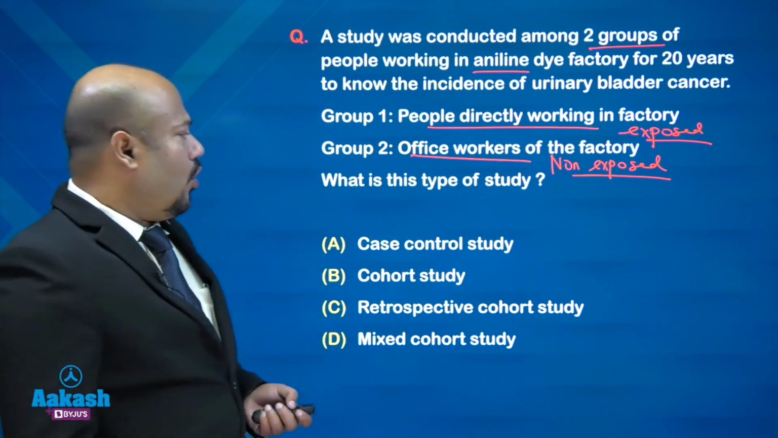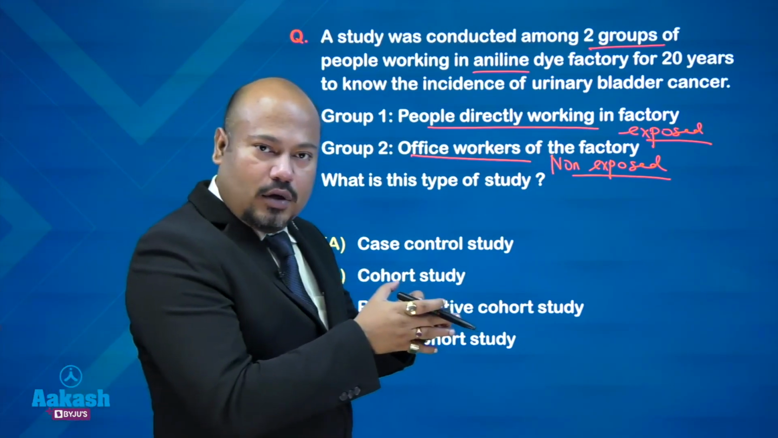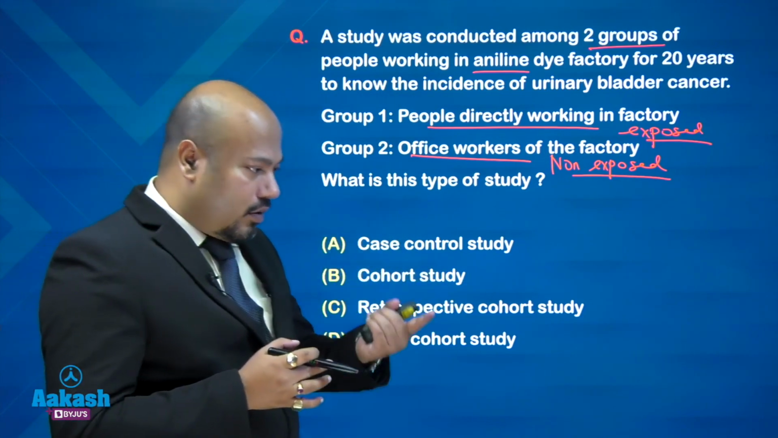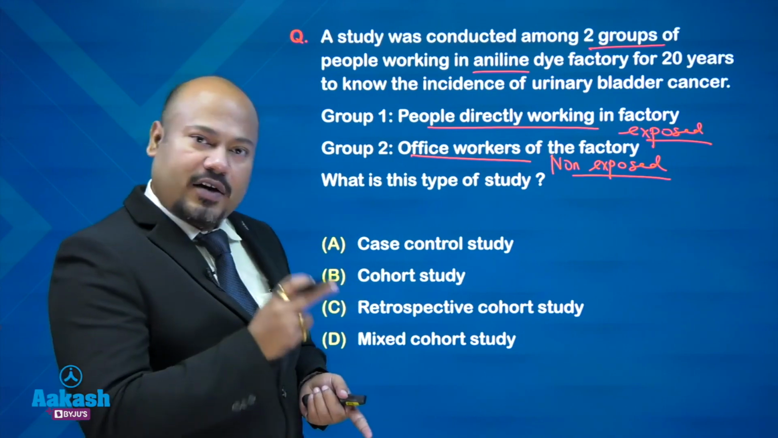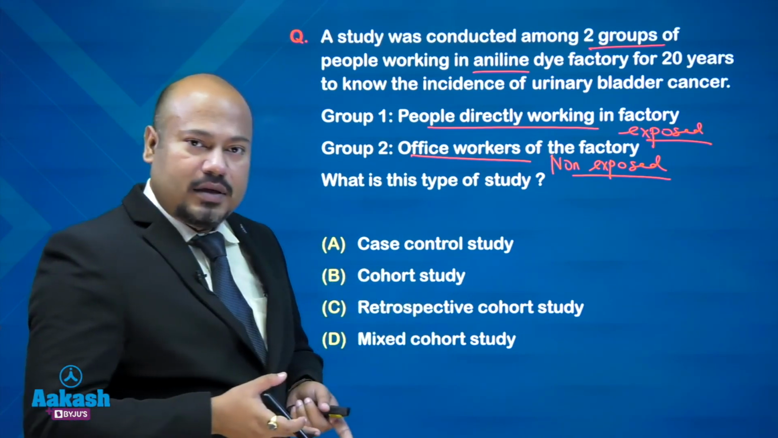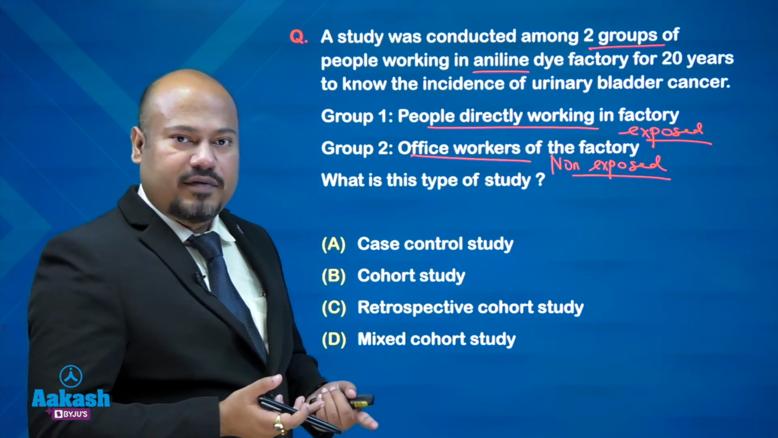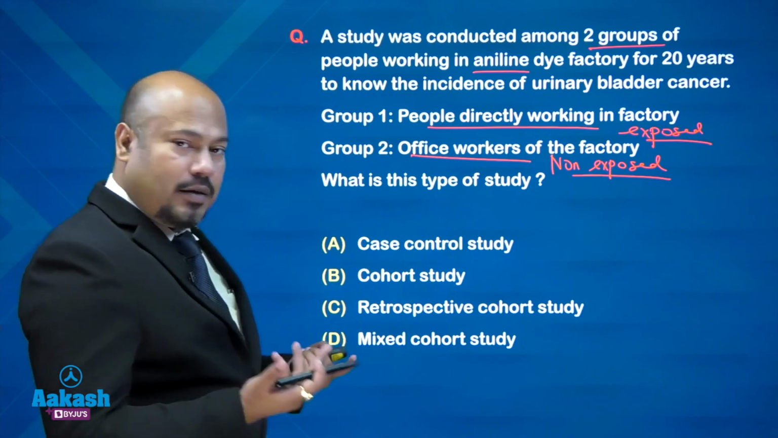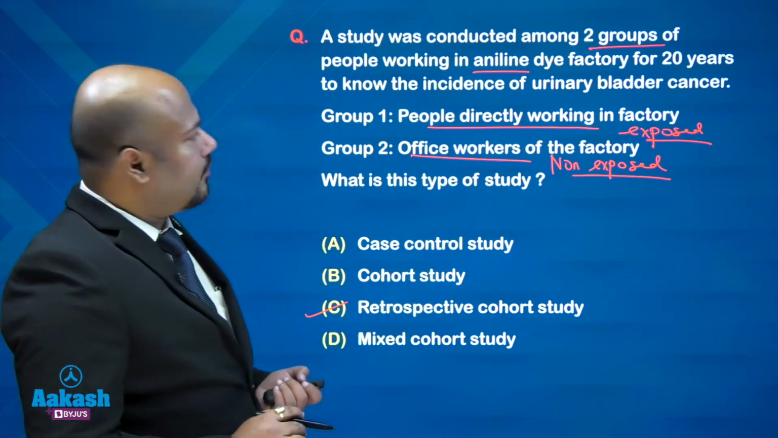So the question is, what is this type of study? So you are going back 20 years, looking at the history, whether or not the people are exposed to aniline. So directly those who are working in the factory exposed, office workers not exposed. And then you are coming back to the present and seeing the outcome. How many of the exposed and non-exposed have developed the bladder cancer? So this will be an example of what? Yes, retrospective cohort study. Right?